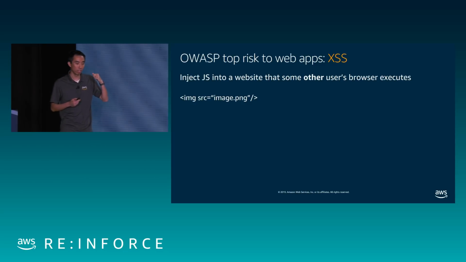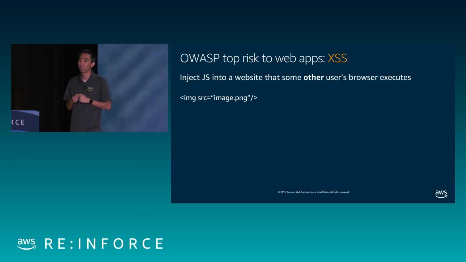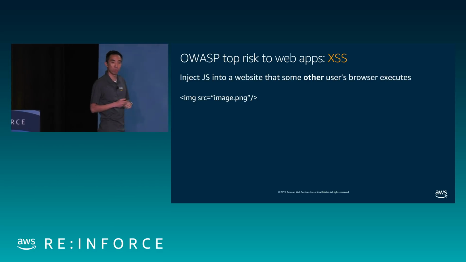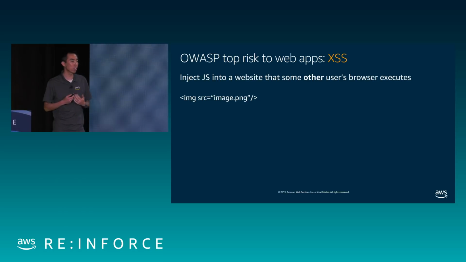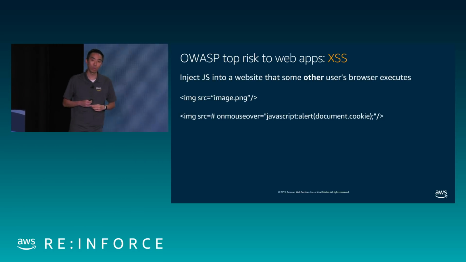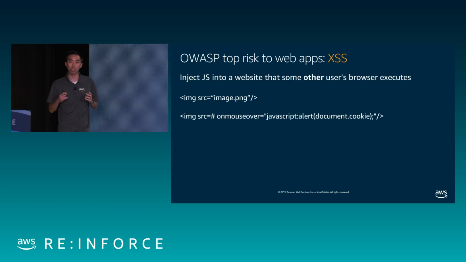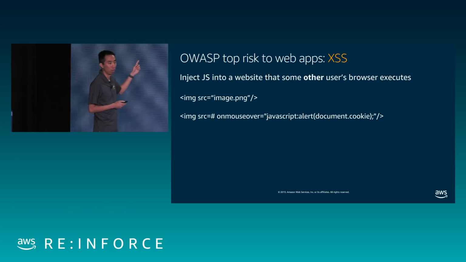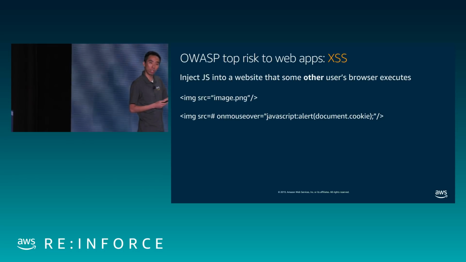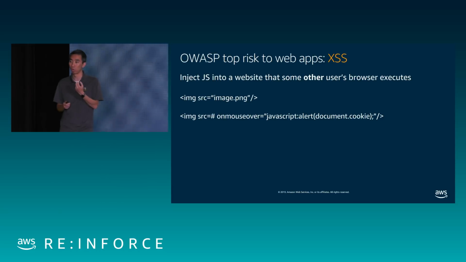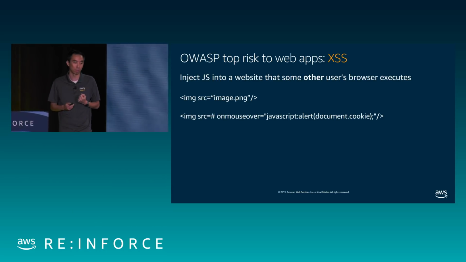So here is a standard HTML image tag, right? We've probably written hundreds of these. Image source equals image.png. So this is very standard HTML. It's going to load an image. This actually works. You can say image source equals #, onmouseover equals javascript:alert(document.cookie). So our browsers will actually execute this call and then return the cookie that's currently on your domain, because your browser allows you to read your own cookie in the current session and domain you're in.